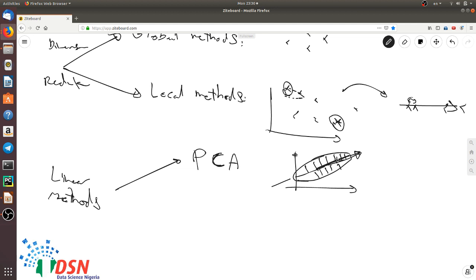And how does that work? It works by representing where each data point is along this axis. We minimize the squared reconstruction error to obtain this axis. Okay, so this is PCA. The second method that we now want to learn is MDS, or multi-dimensional scaling.